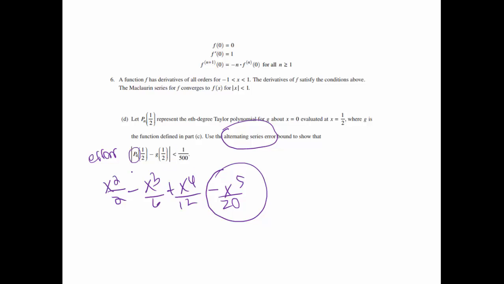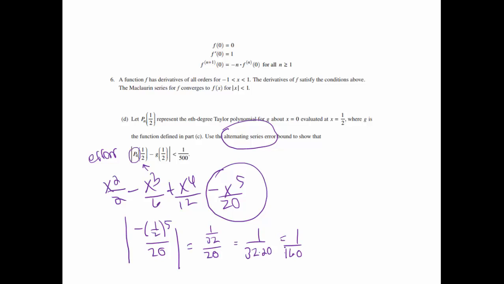I'm going to use it at x equals 1/2, and we're going to put it in absolute values because we don't care about the sign. So it's going to be (1/2) to the fifth over 20, which is equal to 1/32 over 20, which is equal to 1/(32 times 20), which is equal to 1/640, which is less than 1/500. Okay, so that is all we need to do. We found that error bound that was worth 1 point. So part D is done.